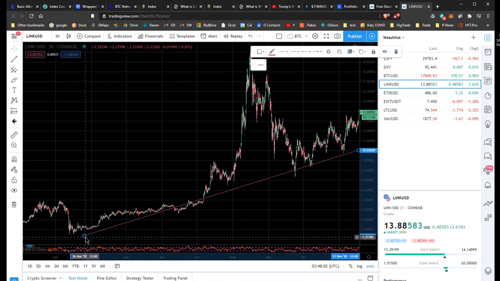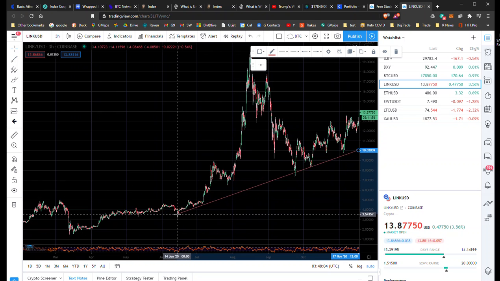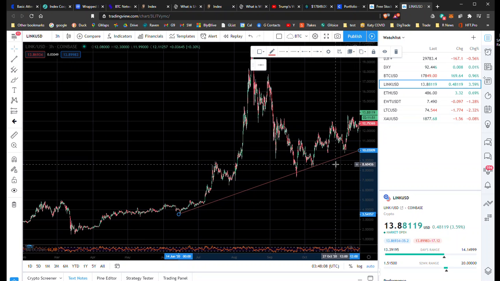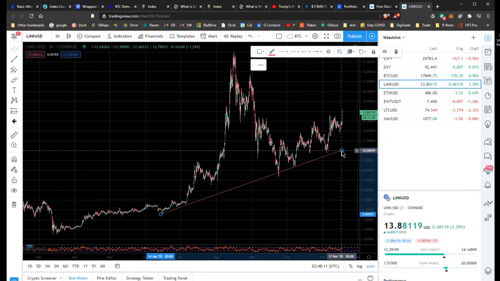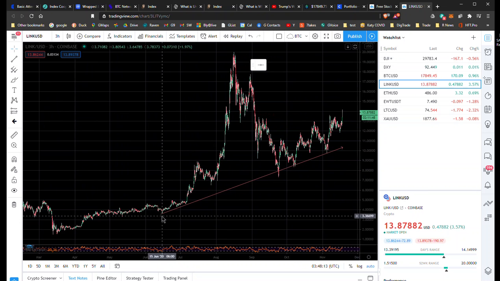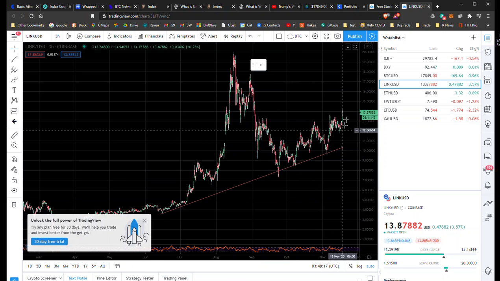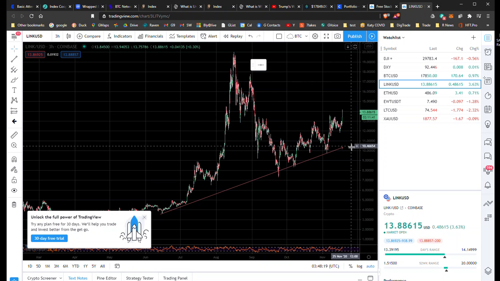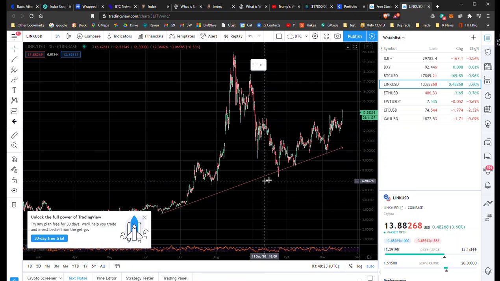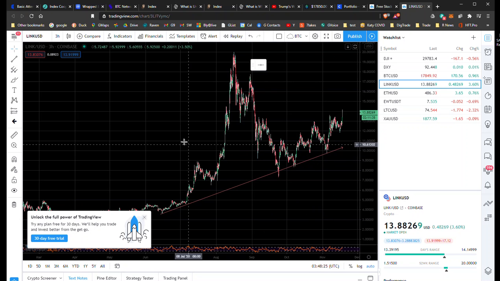So I trade trends, and if all of a sudden Chainlink breaks down below this sort of trend line that it keeps bouncing off of, if it comes down and gets below it and stays below it and just keeps falling, I'm out. Get me out of it.